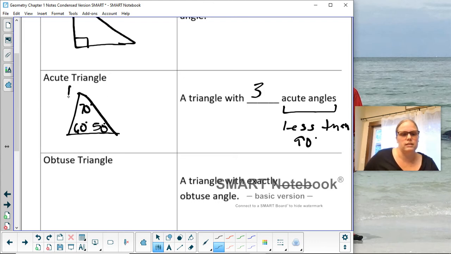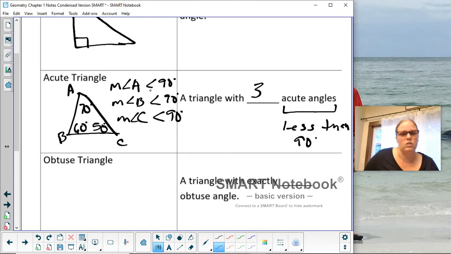You could also just label the corners and then say the measure of angle A is less than 90 degrees. The measure of angle B is less than 90 degrees. Measure of angle C is less than 90 degrees. And I know it gets a little confusing with the angle symbol and the less than symbol.